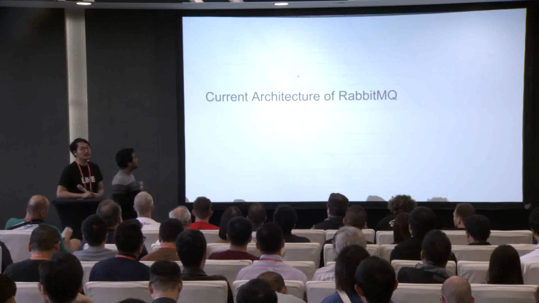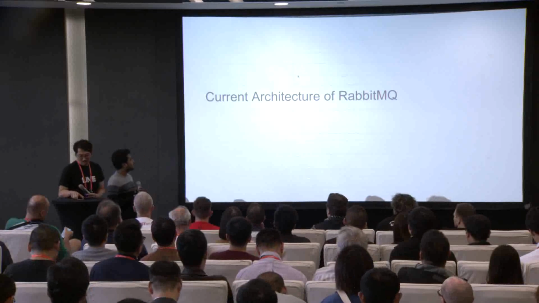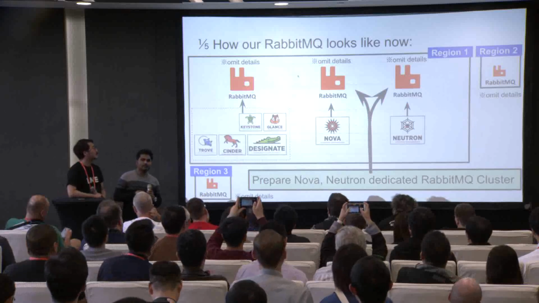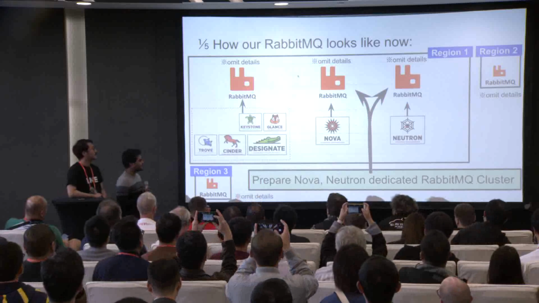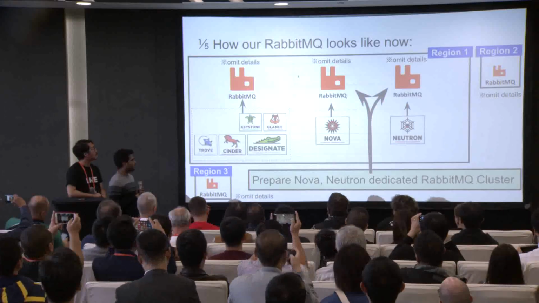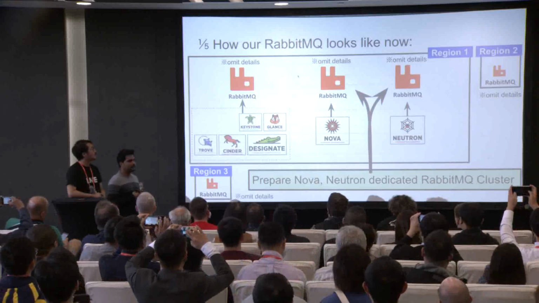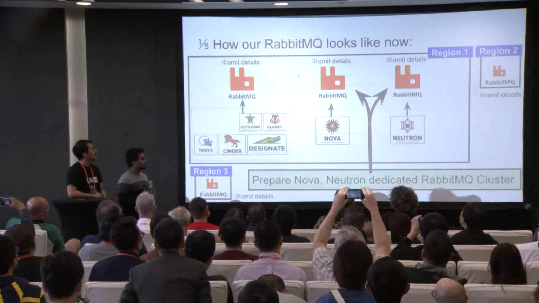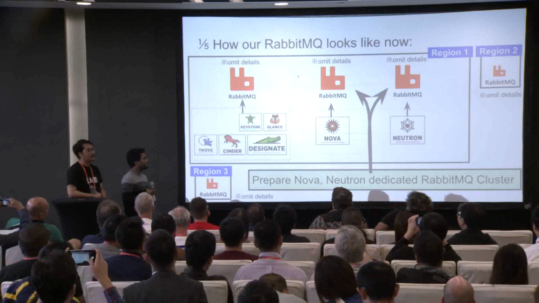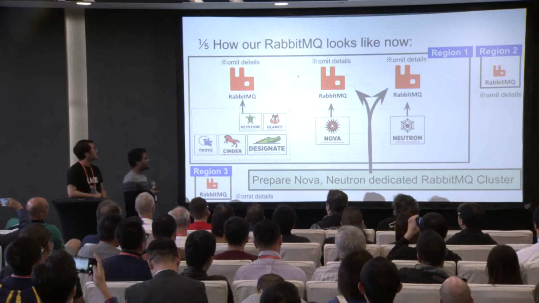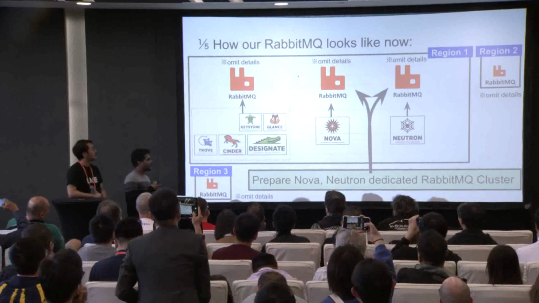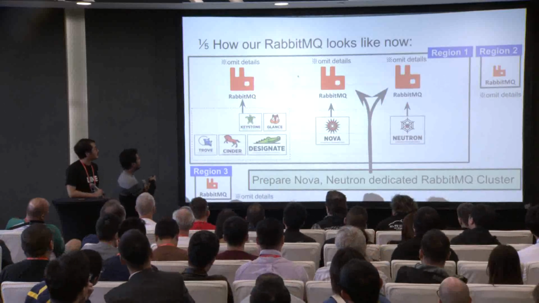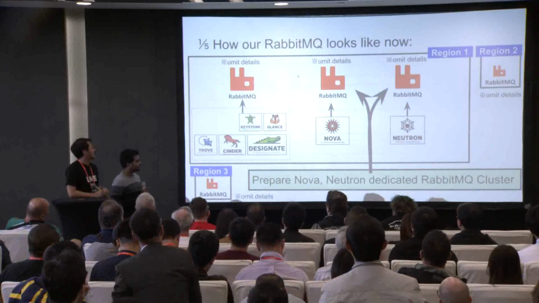Now let's talk about the current architecture that we have. Over the period, we realized that Nova and Neutron are the biggest consumers and users of RabbitMQ. So we decided, why not prepare dedicated RabbitMQ clusters for Nova and Neutron. So right now we have a dedicated RabbitMQ cluster which contains 5 nodes, 3 data nodes and 2 management nodes, for Nova. The same kind of RabbitMQ cluster we have for Neutron, and the same RabbitMQ cluster we have for other services, which includes Keystone, Glance, Trove, Cinder, and Designate.